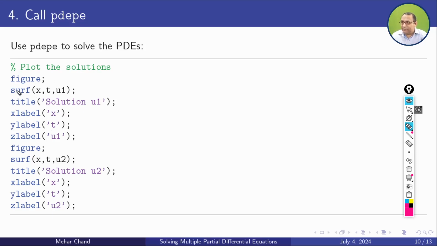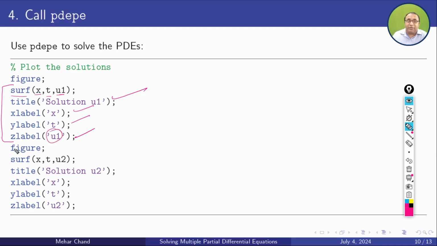And here you can see these statements are used for the solution of the first partial differential equation. See the syntax: the surf function, which is an inbuilt function in MATLAB, we are using here. X, T are the input arguments, and U1 is the first solution. Then you can put the title, X label, Y label, Z label.